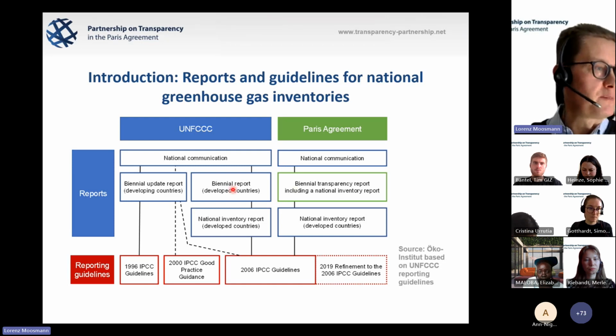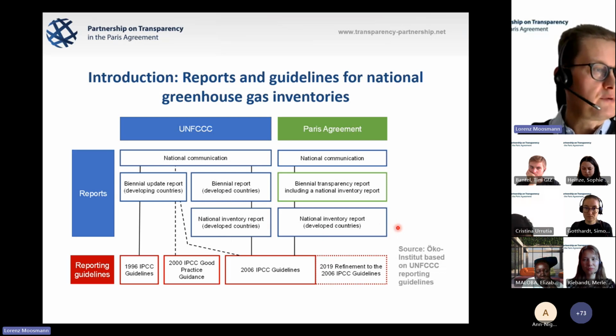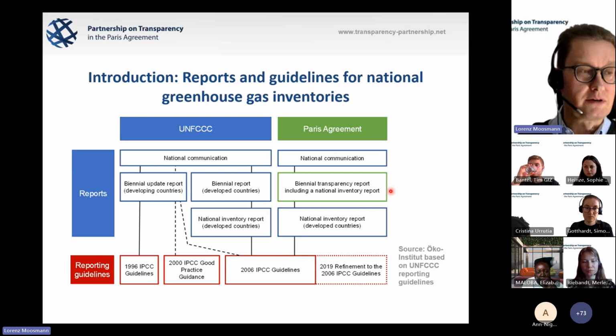It's just good to know that biannual reports and biannual update reports have already been around, and they're also a source of information and a source that helps us now in preparing the biannual transparency reports. What's important is that they include a national inventory report. Such inventory reports have also been around under the convention. They were required for developed countries. Also, some developing countries already presented such reports. Just as background information, those reports are still required for developed countries every year, and for all countries, they're required biannually as part of the biannual transparency report.